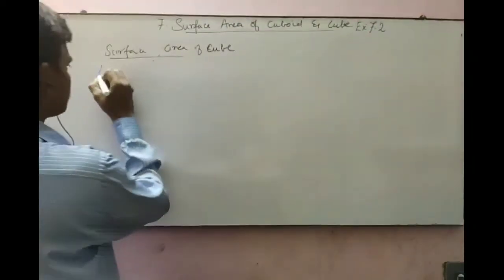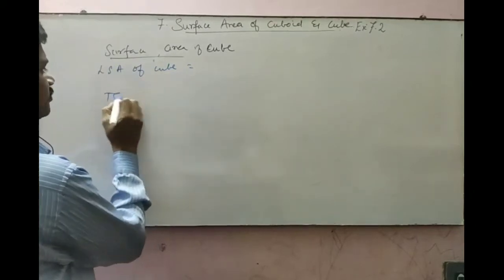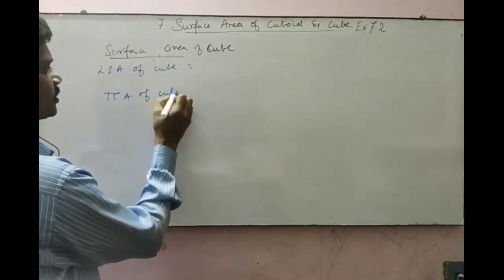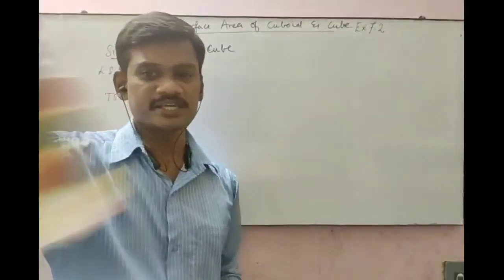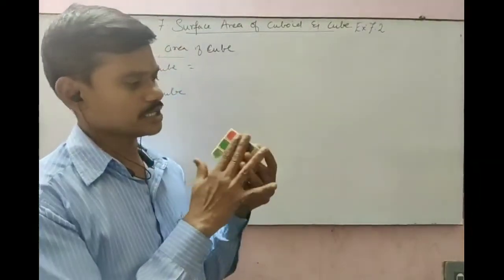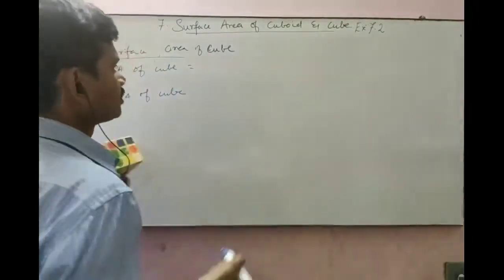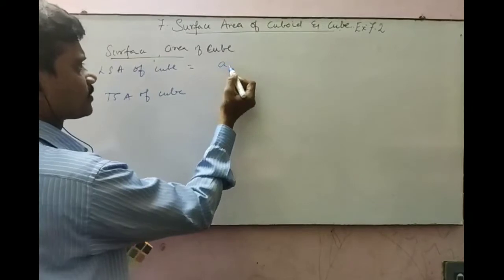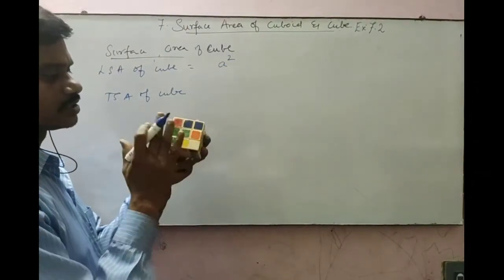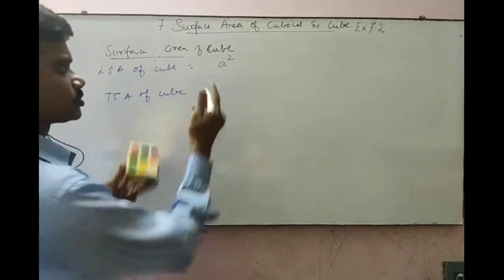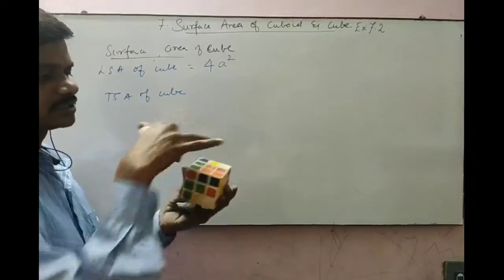Next we are going to learn the formula for LSA of cube and the TSA of cube. In the cube we use only one measurement, that is A. Since all the sides and all the edges are equal, here we are using the letter A, that is the edge. Here A square. If you find the area of this face, you will get A square. 1, 2, 3, 4. So you will get the formula for LSA of cube is 4 times A square.